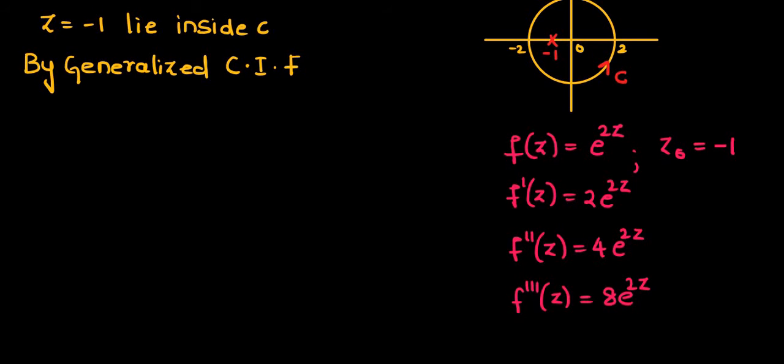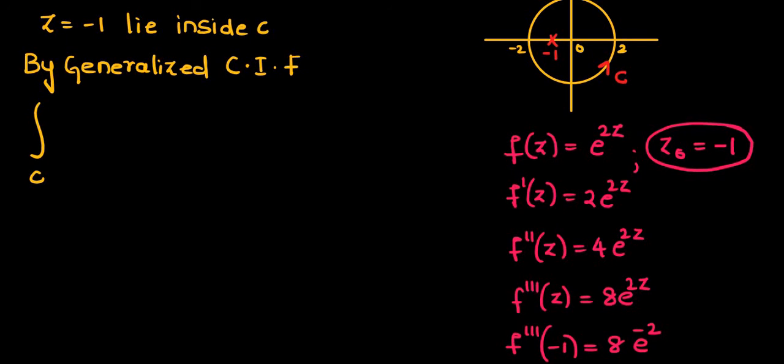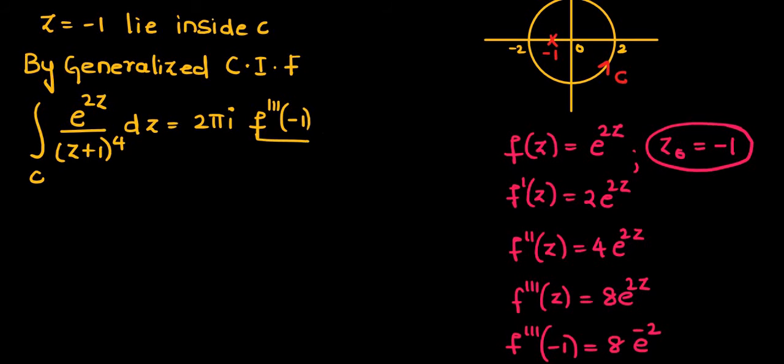Now substitute this particular point in the last derivative. So f triple dash of minus 1 is 8 into e raised to minus 2. Thus we have obtained f triple dash of minus 1. Now by using that formula, the integral of e raised to 2z divided by z plus 1 the whole raised to 4 dz is nothing but 2 pi I f third derivative of minus 1 divided by 3 factorial.